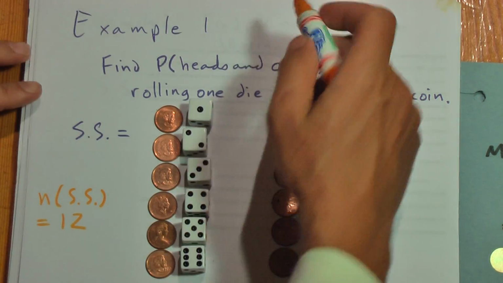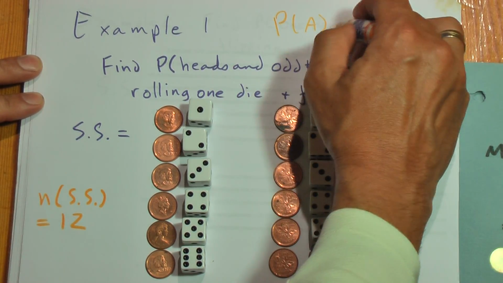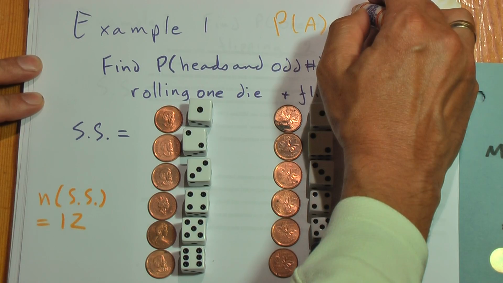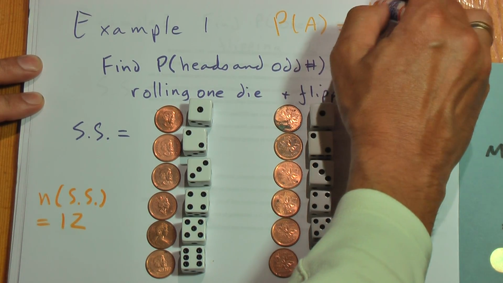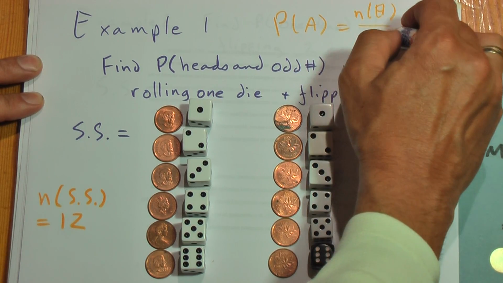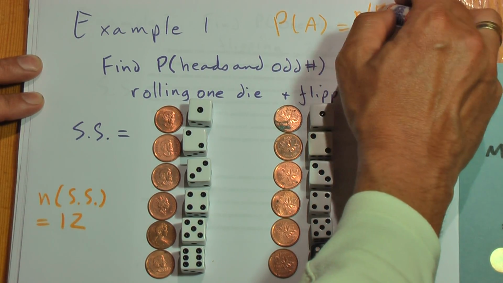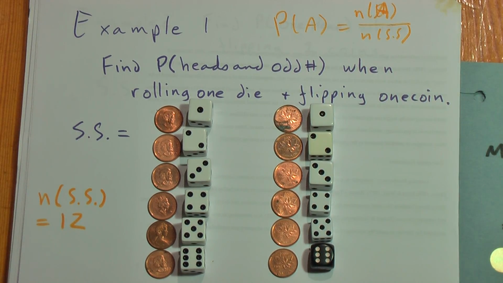Now, the formula for probability of A equals the number in the event A over the number in the sample space. Okay, and the number in the sample space we already have, that's 12.